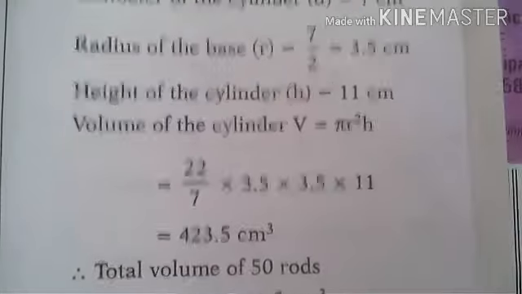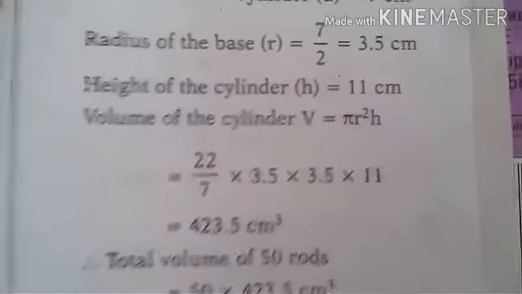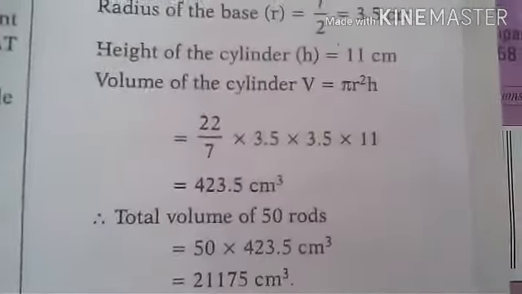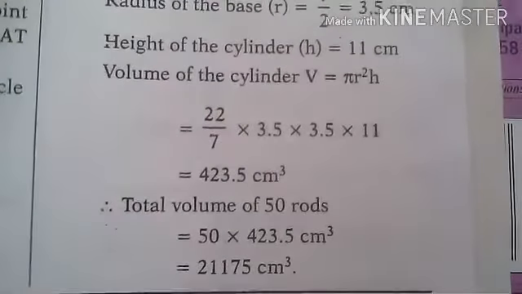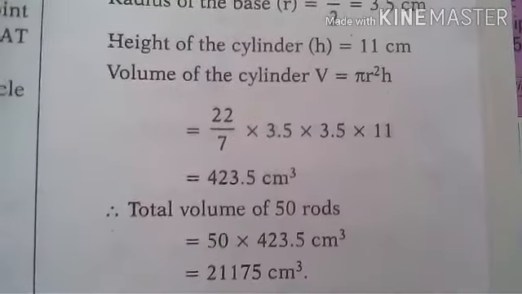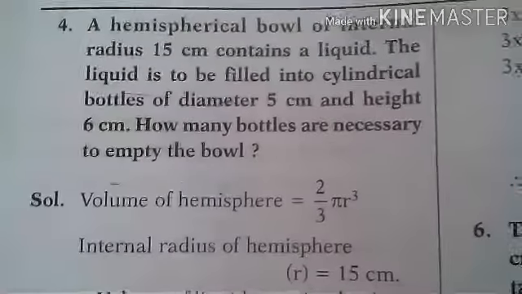So volume of one cylinder is equal to 423.5. Then volume of 50 rods is equal to 21,175 centimeter cube.